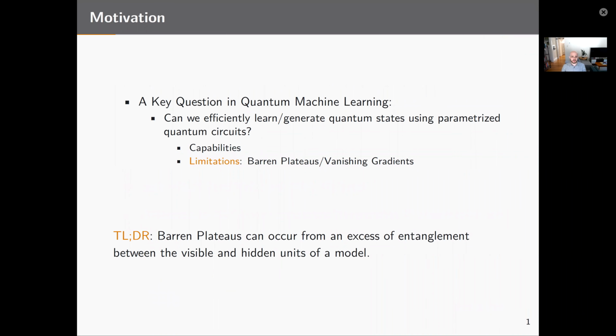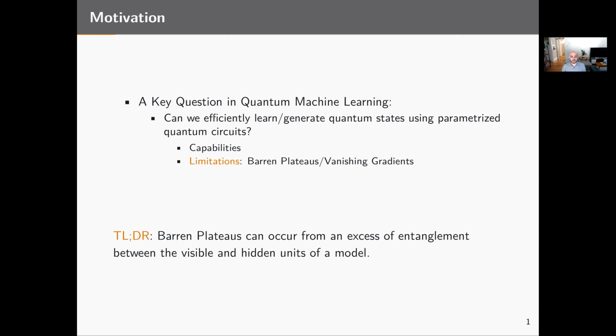So the main motivating question that we were trying to answer was, can we efficiently learn and generate quantum states using parameterized quantum circuits? And I believe this is a question at the heart of quantum machine learning. We were interested in understanding the capabilities of such a paradigm, but also trying to get a better understanding of what the limitations are.